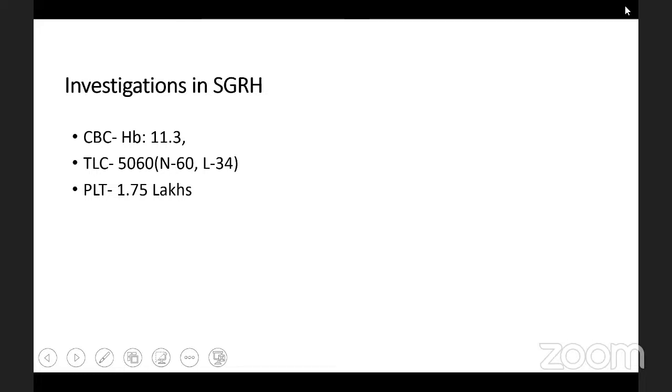Investigation done in Sir Ganga Ram Hospital. CBC: Hb is 11.3, TLC 5060 with neutrophils 60 and lymphocytes 34, and platelet count is 1.74. This is significant, because if there is hemolysis or chronic disease, the platelet count will go below the normal range. But in this case, platelets are within normal limits.